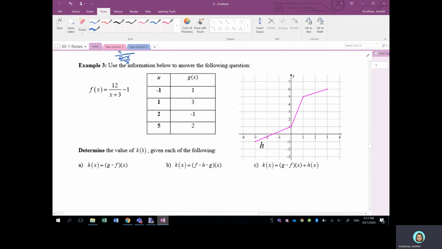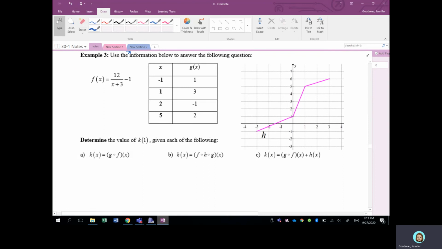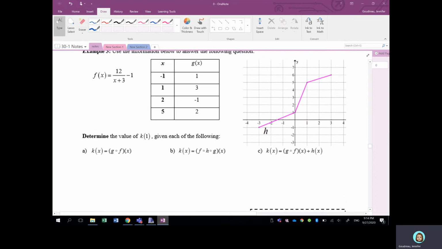Example 3, use the following information below to answer the following question. So we have f of x, which we are given as an actual function, a rational function. G of x is given as a table of values, and h of x is given as a function. So what we want to determine is the value of k at 1 for each of the following. So k of x, we can see, is different composites of the functions, and what we want to do is evaluate at 1.